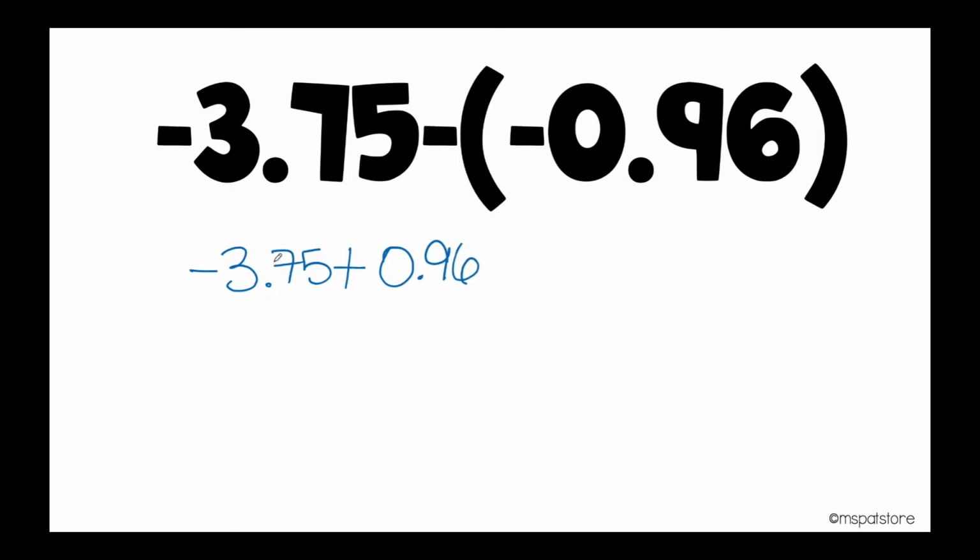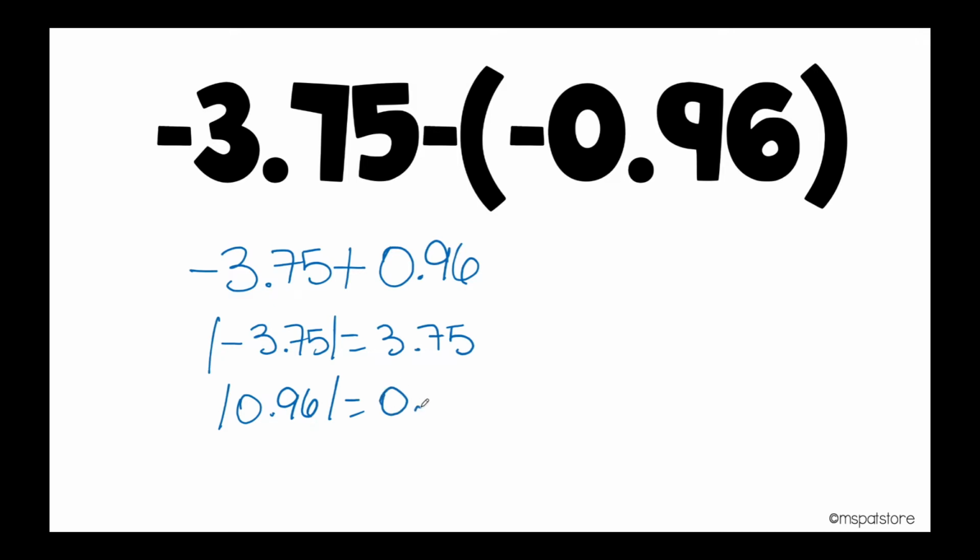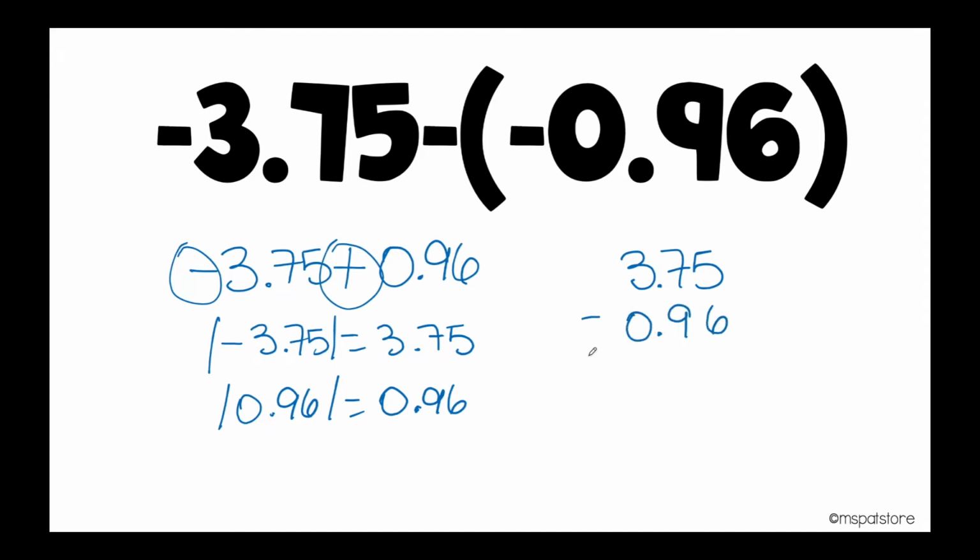After that, I need to find the absolute value of each number. Let's see. Absolute value of negative 3 and 75 hundredths is positive 3 and 75 hundredths. Absolute value of 0 and 96 hundredths, again, is positive 0 and 96 hundredths. As you can see, they have different signs. So when they have different signs, I need to subtract them. Keep in mind that the first number should be 3 and 75 hundredths because that's the greatest one. So it will be 3 and 75 hundredths minus 0 and 96 hundredths.